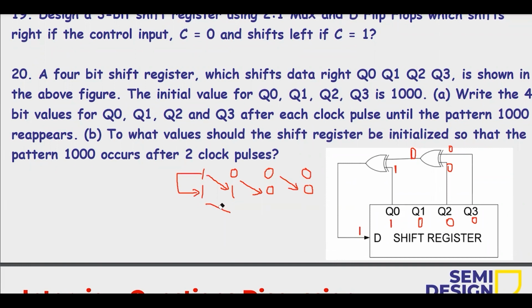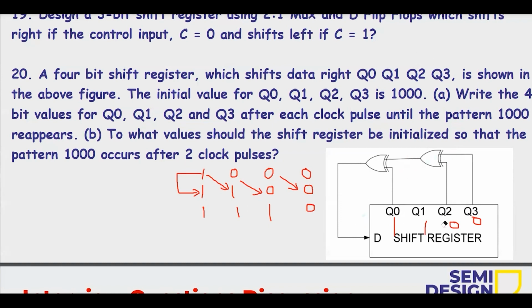1100. And next clock cycle, it is 1110. Okay, here also 00, here also 1. So 00 means here 1 will come, and 11 means here 0 will come, right? So again here we are getting a 1, and here also 1, 1, 0. Okay, so like that you need to perform here.